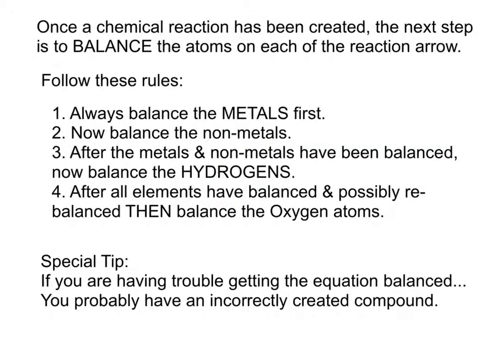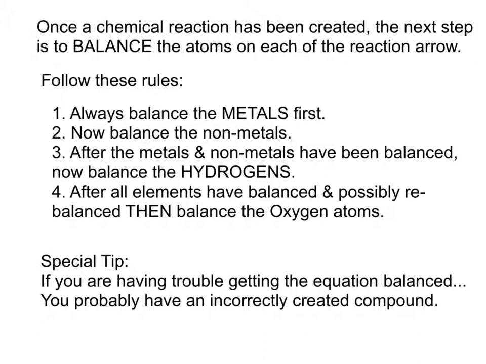Once a chemical reaction has been created, the next step is to balance the atoms on each side of the reaction arrow. There are certain rules you must follow. First, you always balance the metals. No questions about it. Make sure that all the metals on both sides of the reaction arrow are always balanced first. Once this is done, go back and rebalance the non-metals.